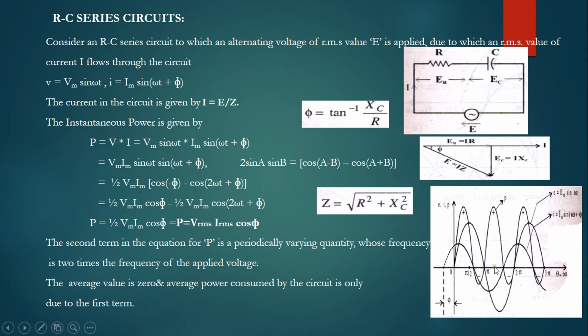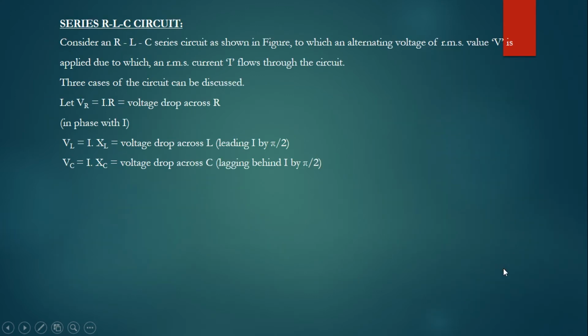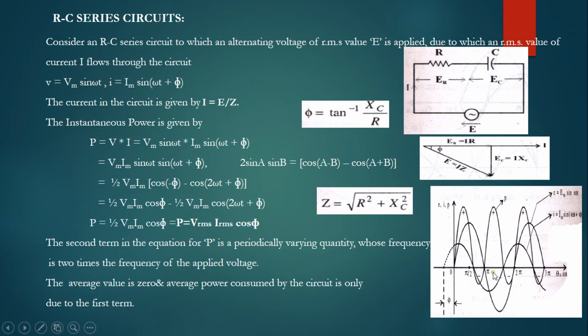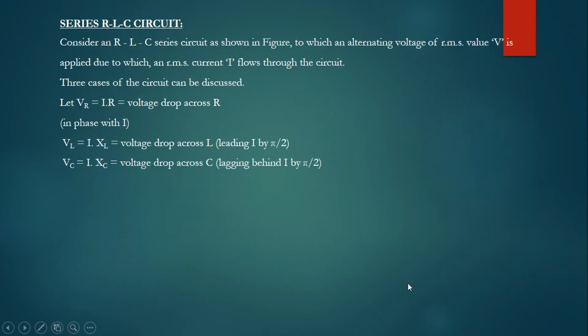Once again, in the next pi by 2, 3 pi by 2, both are negative, so power is positive, because power is equal to voltage into current. If voltage and current both are negative, power will be positive. So that you have to observe. Like that you have to draw the voltage, current and power waveforms.